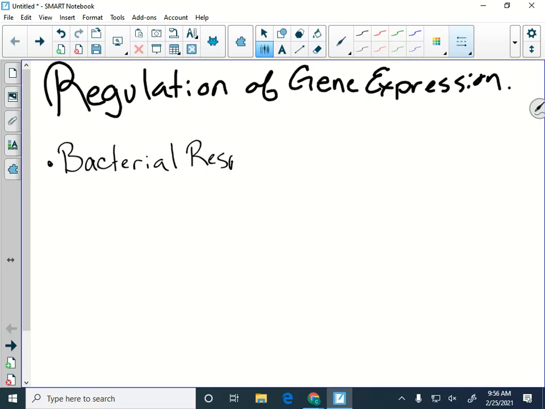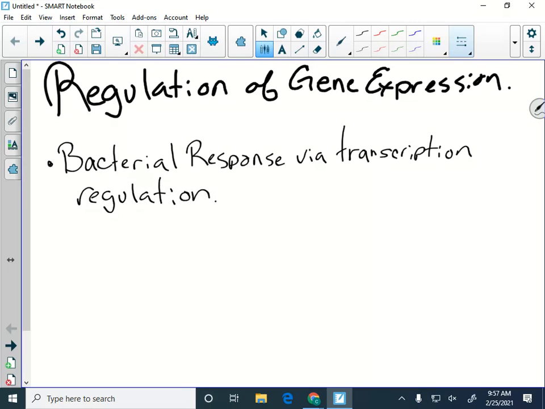Bacterial response via transcription regulation. And this kind of all boils down to the construct of an operon.